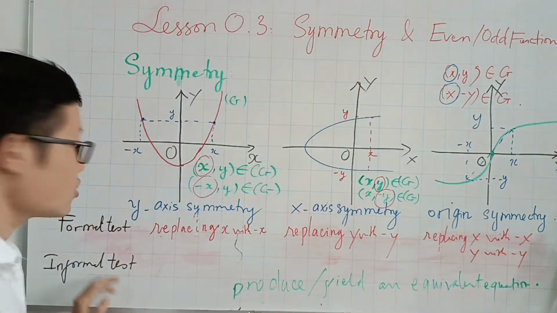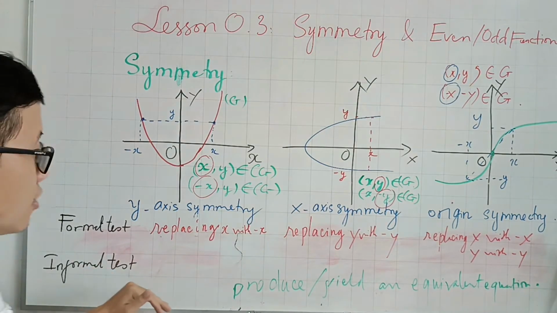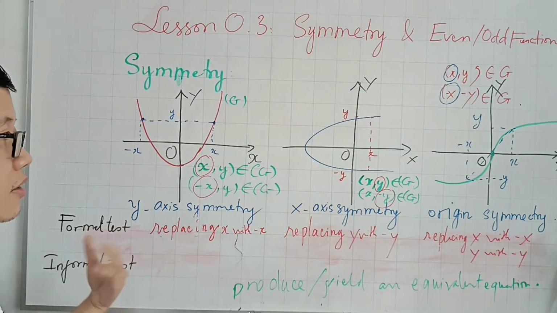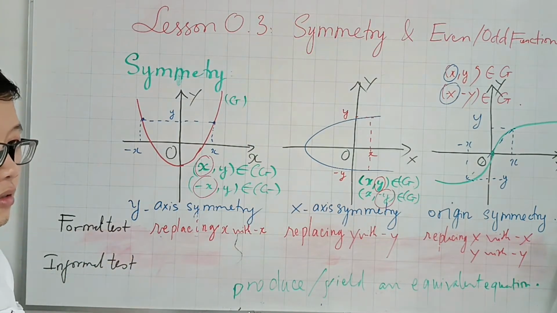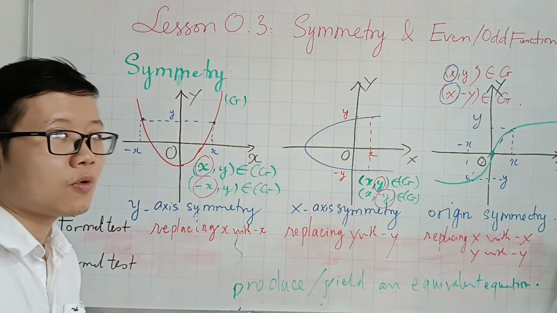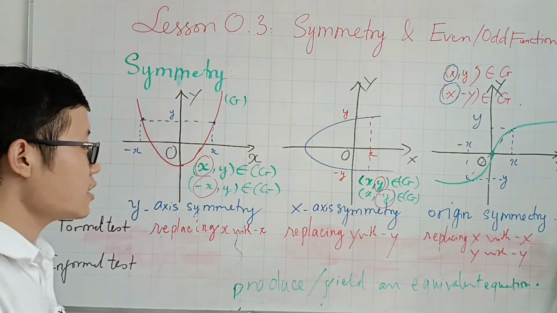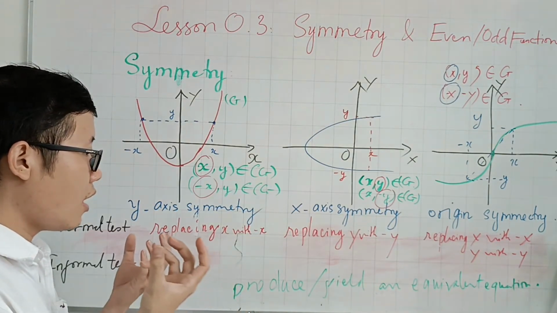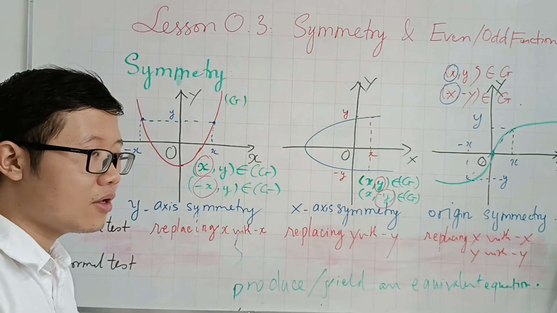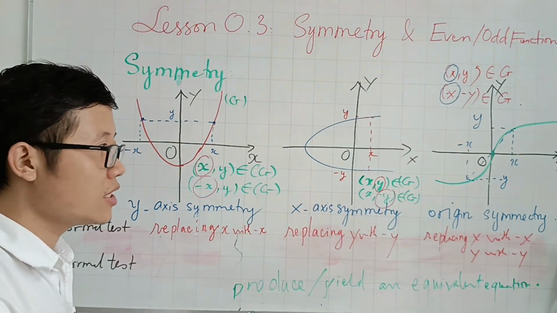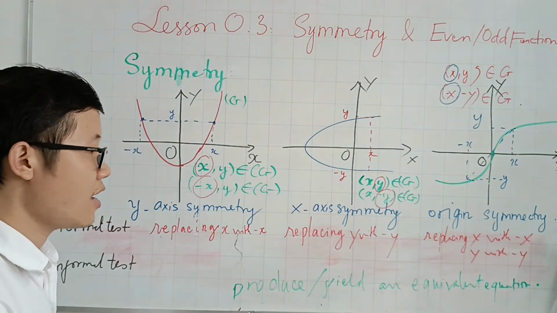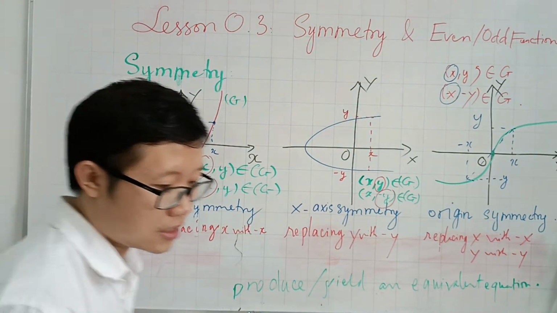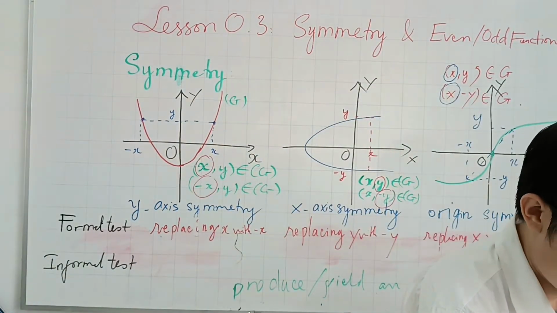And in the informal test, you substitute one number. The number depends on you. You can choose one or two or three, and in the first one and the second one you will substitute the number with the opposite of the number, and then we see if we have the same y value or answer.